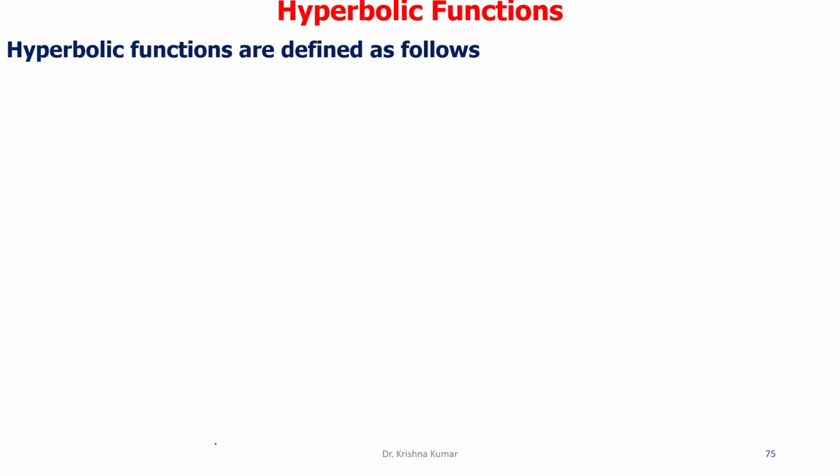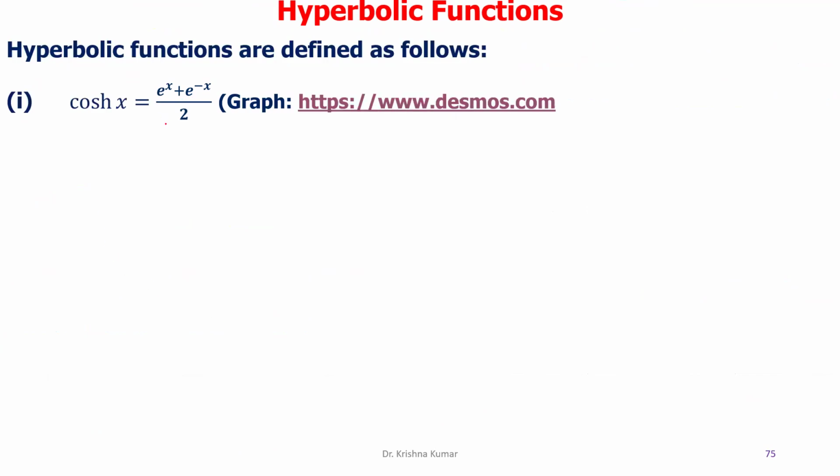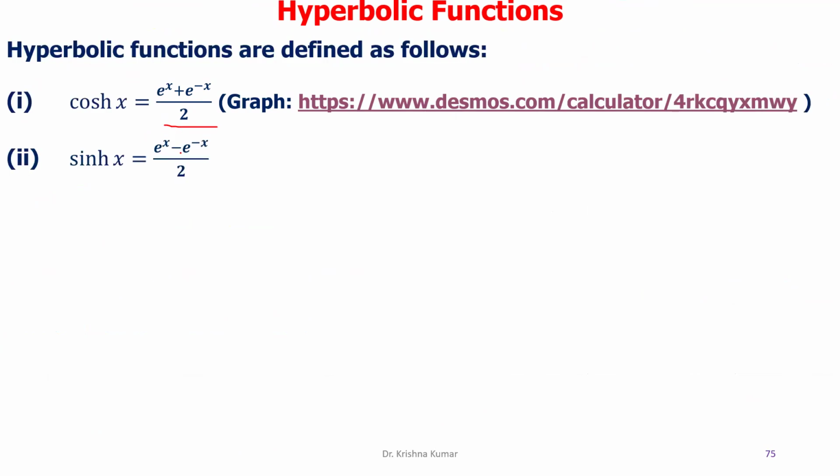Now let us define the hyperbolic functions. They are defined as follows. First, cosine hyperbolic x, which is given by e to the power x plus e to the power minus x, whole divided by 2. Similarly, sine hyperbolic x is equal to e to the power x minus e to the power minus x, divided by 2. And if we know these two, then we are also able to find tan hyperbolic x.